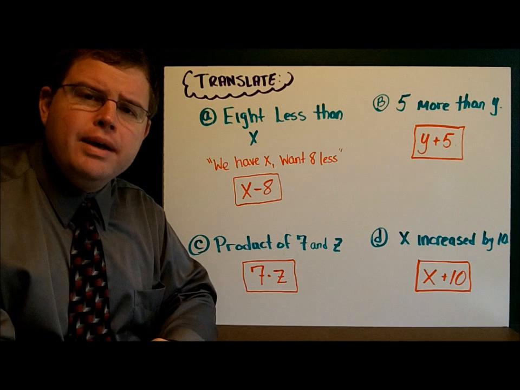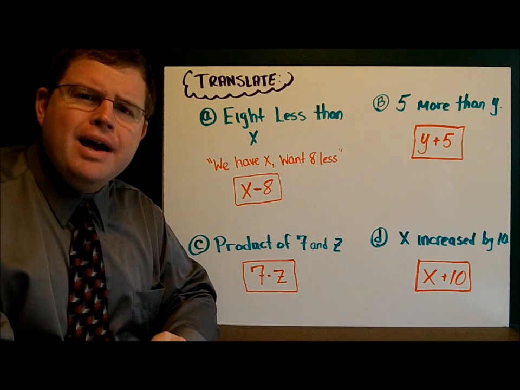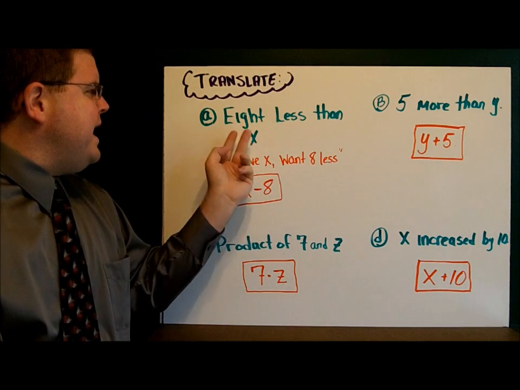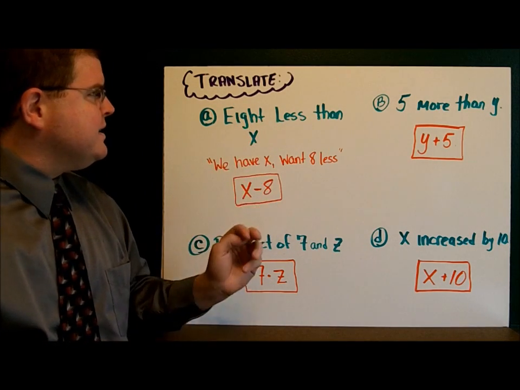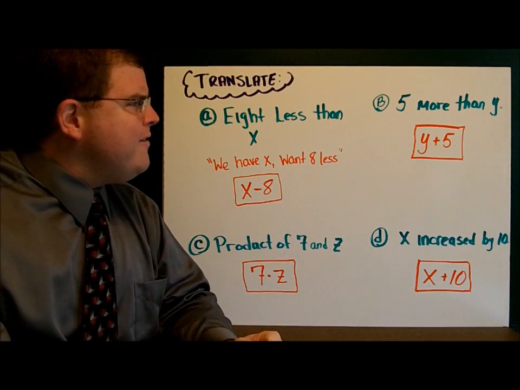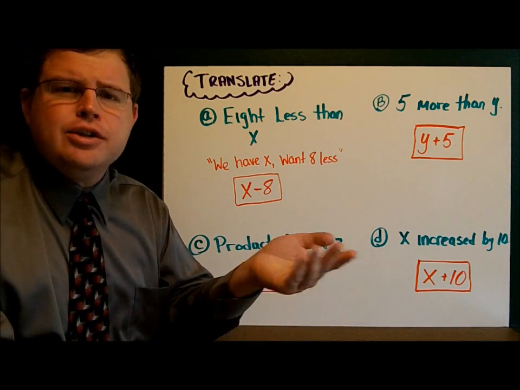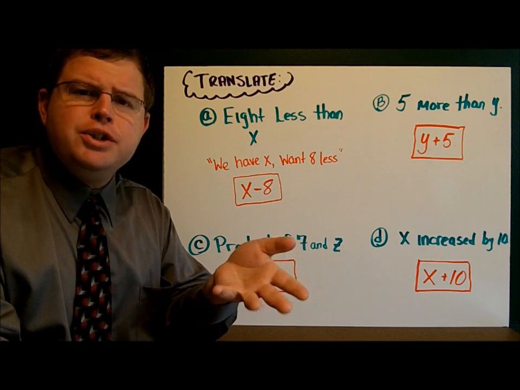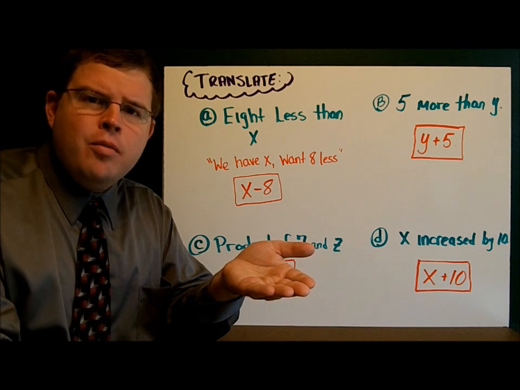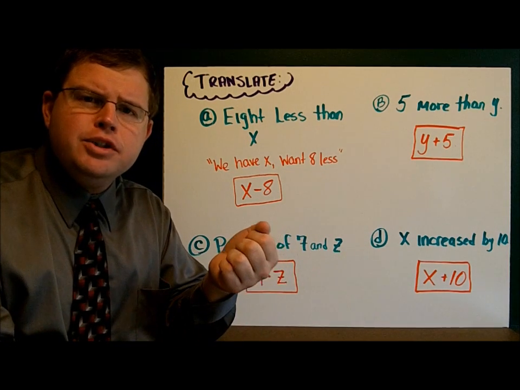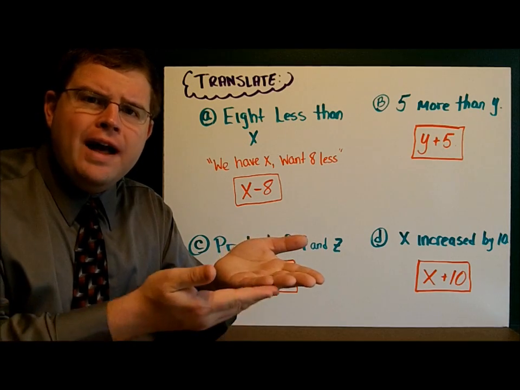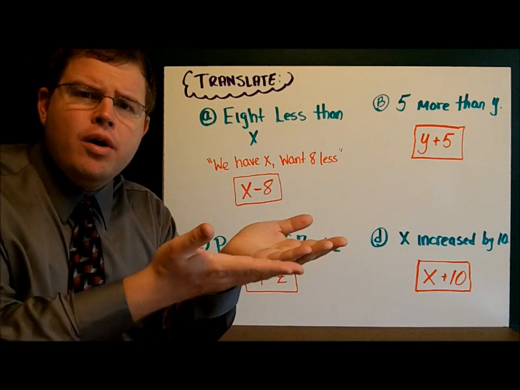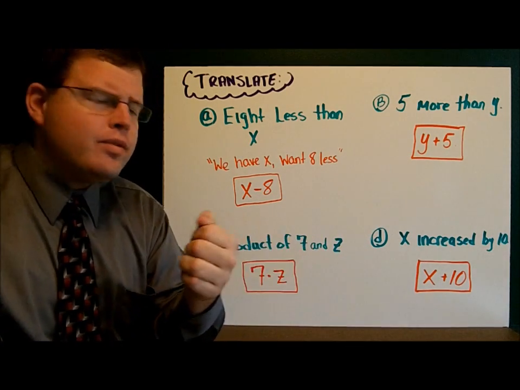Less than is a tricky one because when you write them, things are actually backwards from what a lot of people want to write them. It's actually x minus 8. 8 less than x. Example B, 5 more than y. Well, we have a certain quantity. We want to add 5 to it. We want 5 more. Suppose you had 10. If you wanted 5 more, you'd have 10 plus 5. Suppose you had 1,000. You wanted 5 more. 1,000 plus 5. Here we have y. We want 5 more. y plus 5.